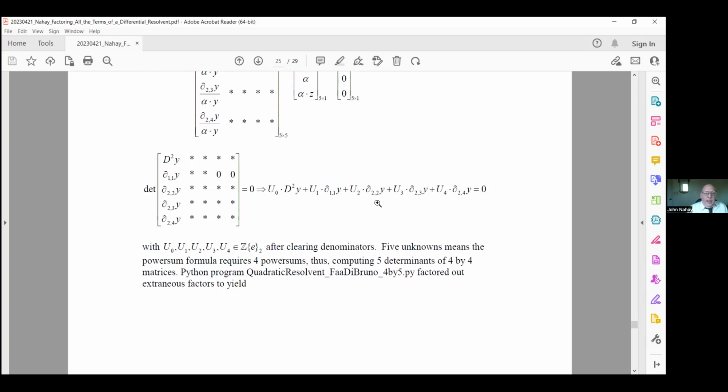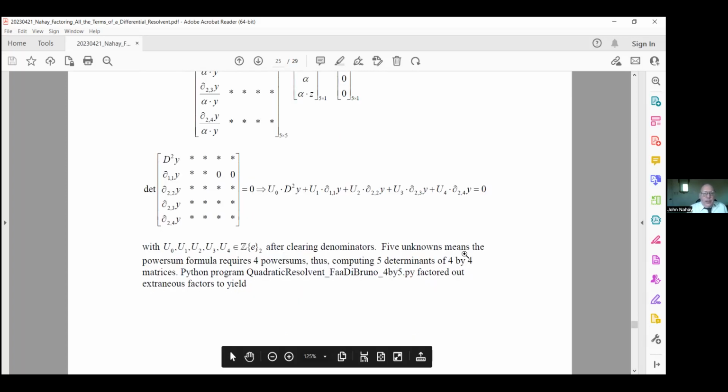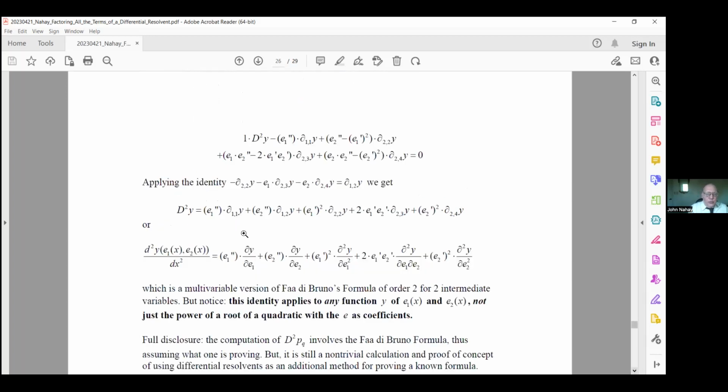After you clear denominators, 5 unknowns means the power sum requires 4 power sums, and finally you're computing 5 by 5 determinants of 4 by 4 matrices. And now here we have a Python program to help actually compute the power sum formula. And this is what you get. So let me just show you this, because we worked hard. And I'd like to thank my brother Paul Nahay here, who's helped a lot with the programming.